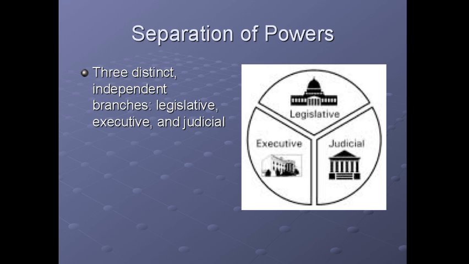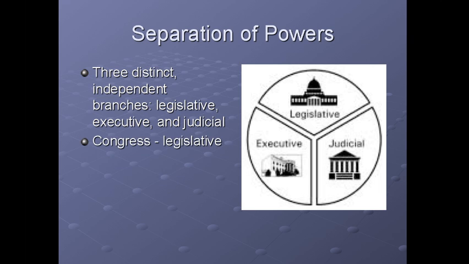Think about the reasons why we broke away from England: we believed that too much power was concentrated in the hands of a monarchy, and as a result, the colonies broke away. That fear of centralized power led to the separation of power in the Constitution. And so now we've got three distinct branches. Many of you already know we have the legislative, executive, and judicial.